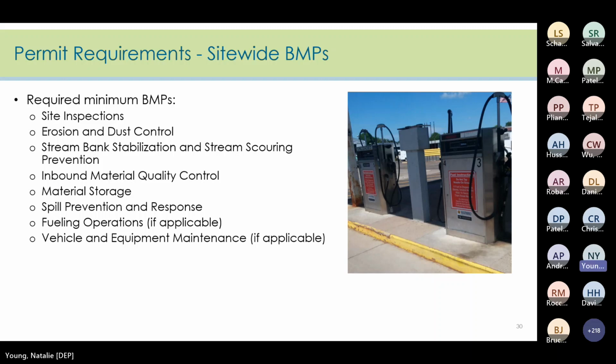Listed here on the slide are the required minimum site-wide BMPs that must be implemented. Permittees can choose to implement additional BMPs to mitigate pollution runoff and control drainage on site.